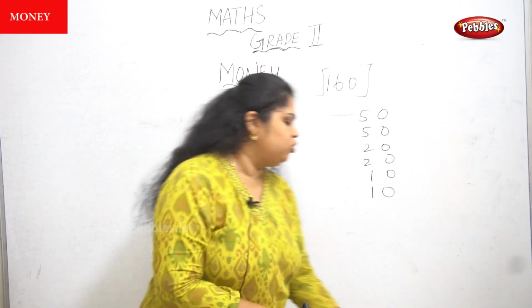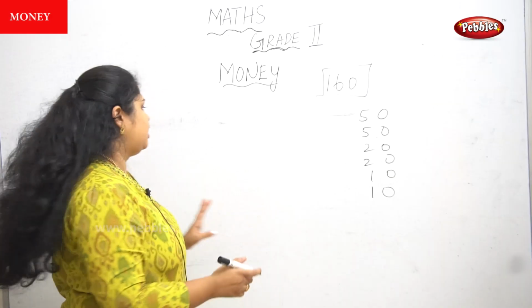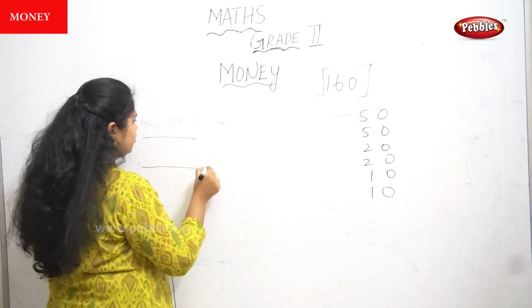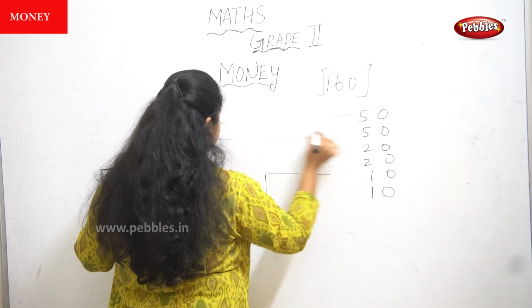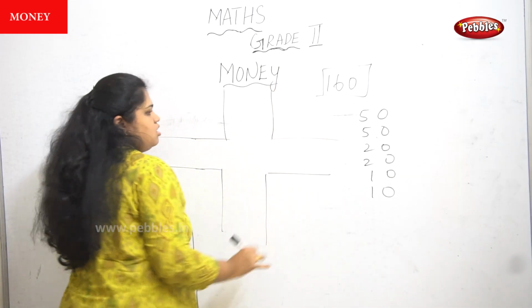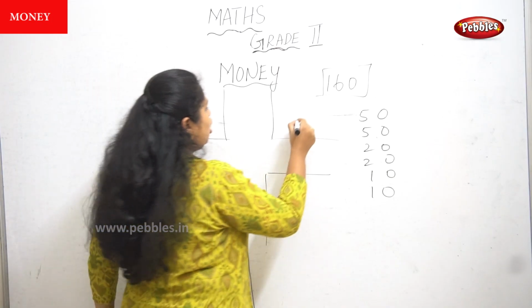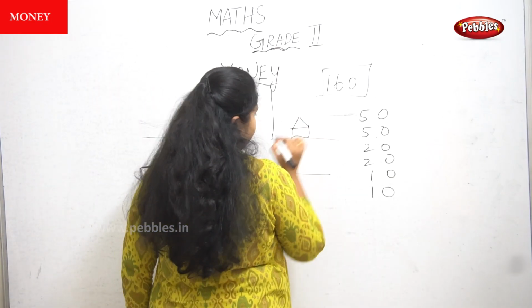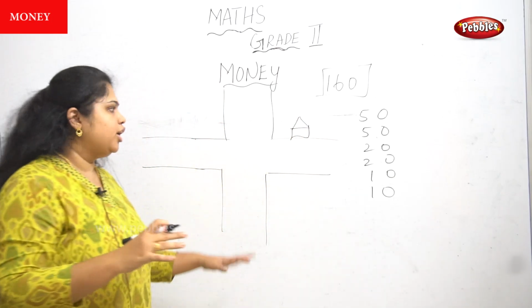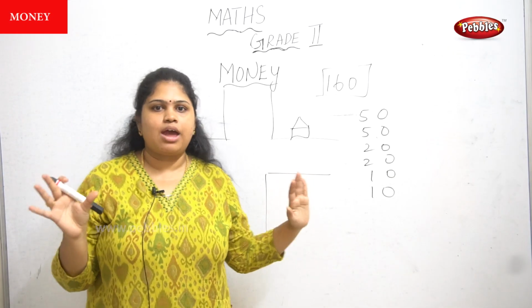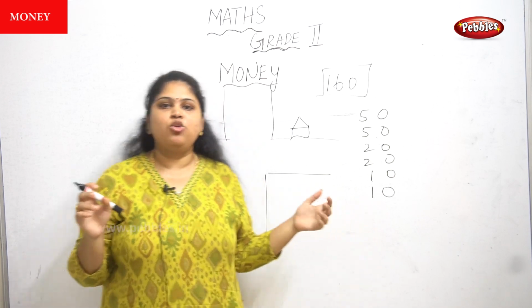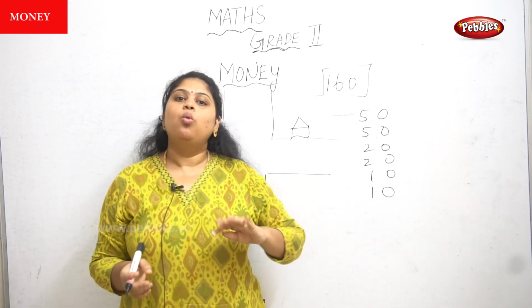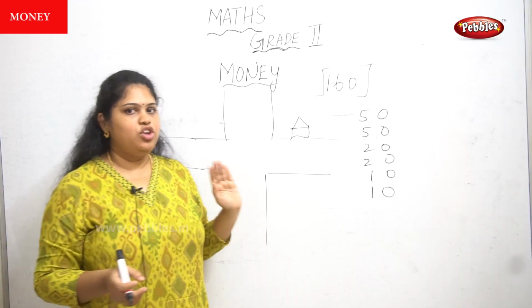Okay. Now I am going to draw a direction. For example, your home is here. So you are now going to travel, you are going to travel by having money. How much money do you have? 160 rupees you have in your hand.